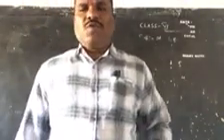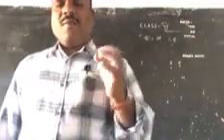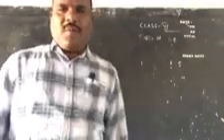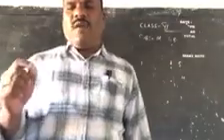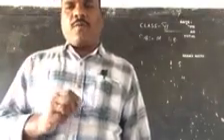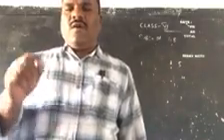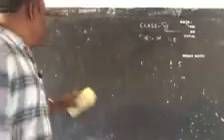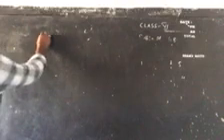So next, children, problem number 7. If the cost of 7 meters of cloth is rupees 294, find the cost of 5 meters of cloth. I repeat the problem. If the cost of 7 meters of cloth is rupees 294, find the cost of 5 meters of cloth. So simple, children, problem number 7.